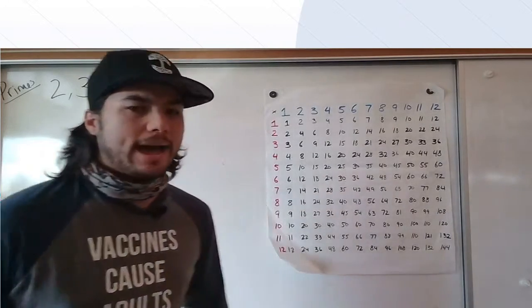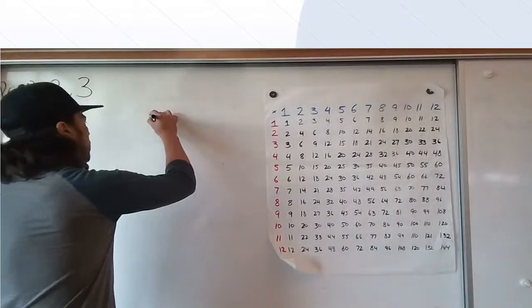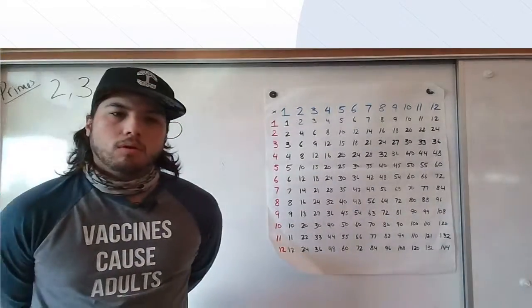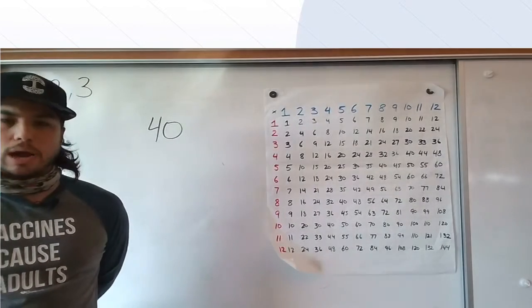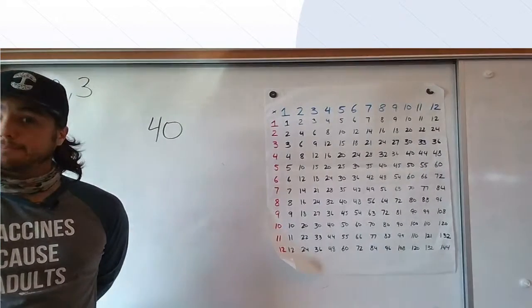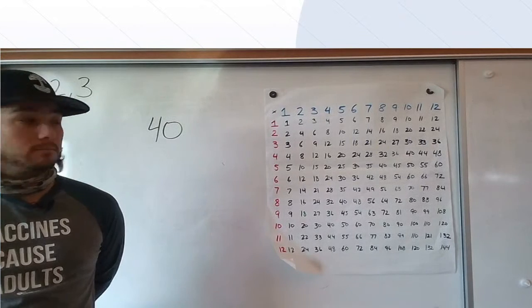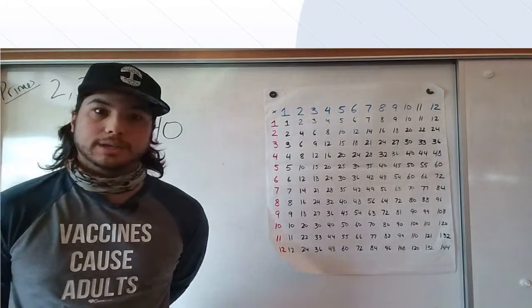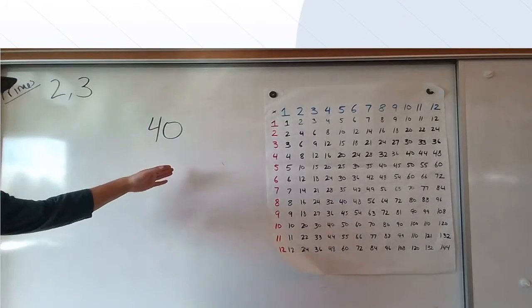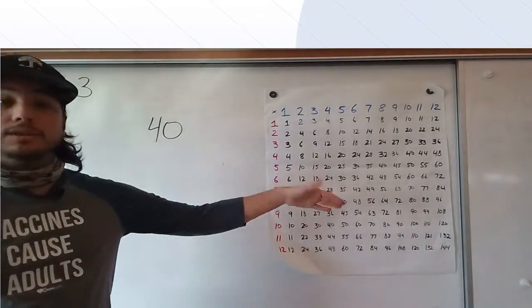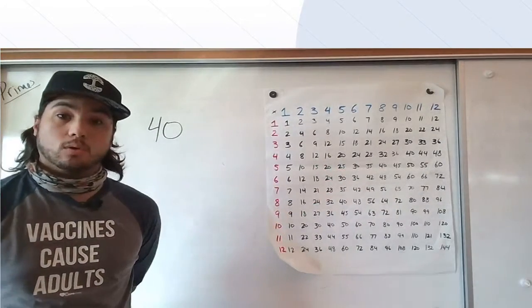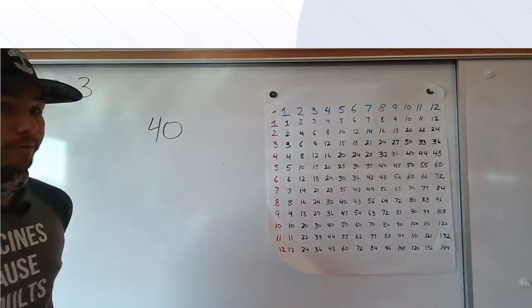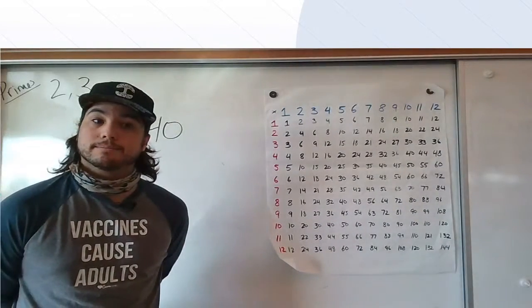Okay, so if we had a number like, let's say, 40. Okay, is this number prime or composite? Can we multiply two whole numbers together to make 40 in a way additional to 1 times 40 or 40 times 1? Okay, all we need is one example to prove that it's composite.